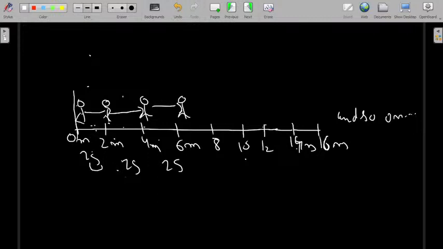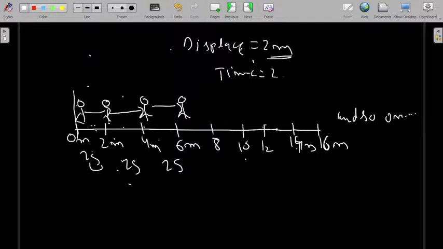In 2 seconds he is moving 2 meters. So the displacement in every 2 seconds is the same. That is 2 meters displacement in every 2 seconds. Displacement is the same, and the time taken to cover this displacement is also the same. It is also 2 seconds. So what will be your velocity? 1 meter per second. Because velocity is displacement per unit time.